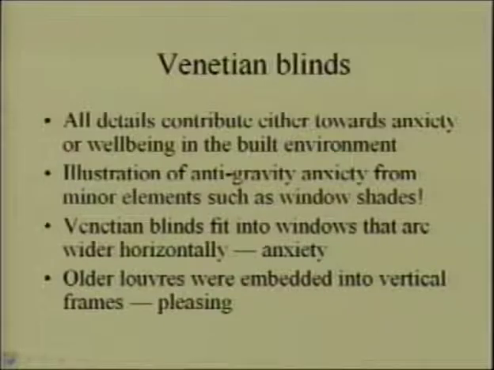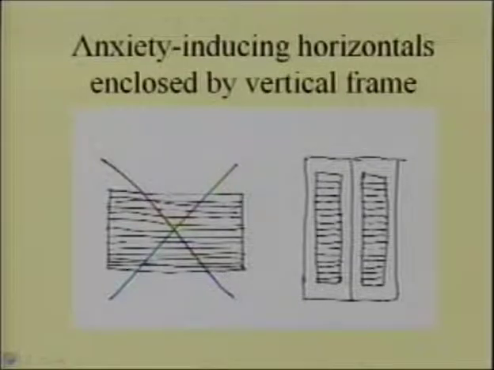But Venetian blinds are just a technological application of the older louvers. And we knew how to build louvers, because louvers, built of wooden slats, were surrounded by a nice vertical frame. So this is the simplest solution, going back to traditional architecture, where the problem has been solved. Instead of having an anxiety-inducing horizontal window with Venetian blinds, you have a vertical window with a vertical frame that undoes any possible anxiety created by the horizontal Venetian blinds.